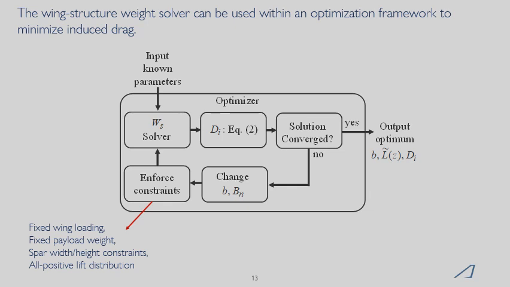since most aircraft are designed to carry a specified payload over some given flight profile. And we allowed the wing structure weight to vary as it needed to support the bending moments for that given payload weight. We also enforced spar width and height constraints so that the spar is ensured to fit inside the airfoil. We don't have spars sticking out of the airfoil skin. And we also enforced an all positive lift distribution.